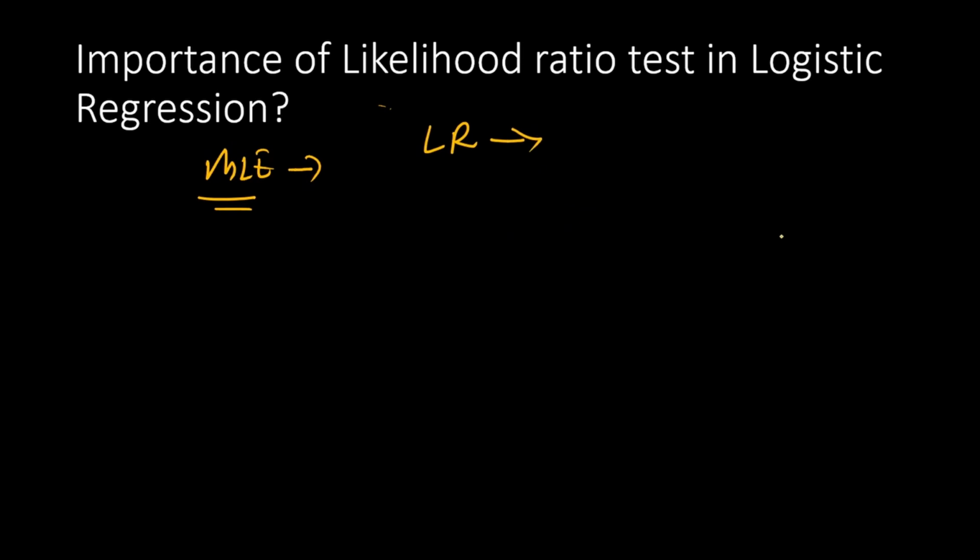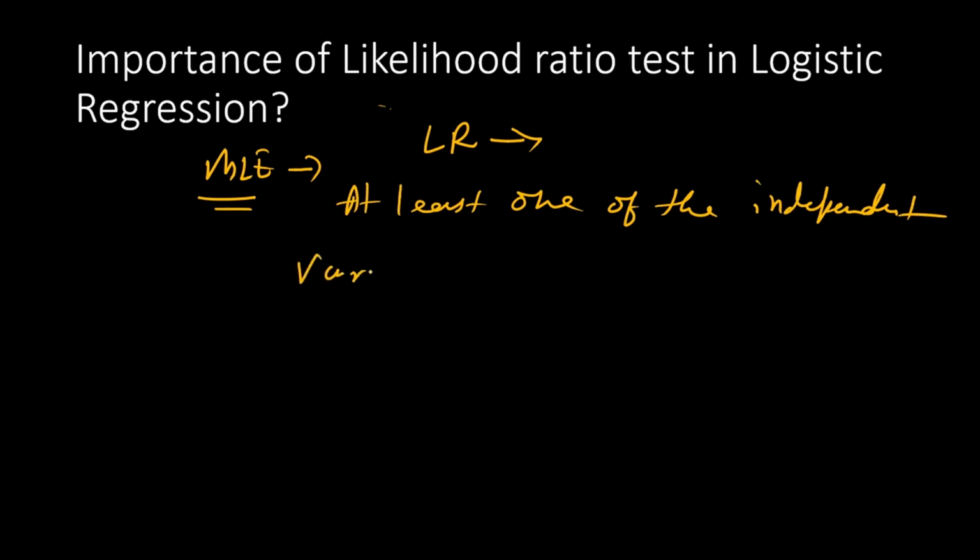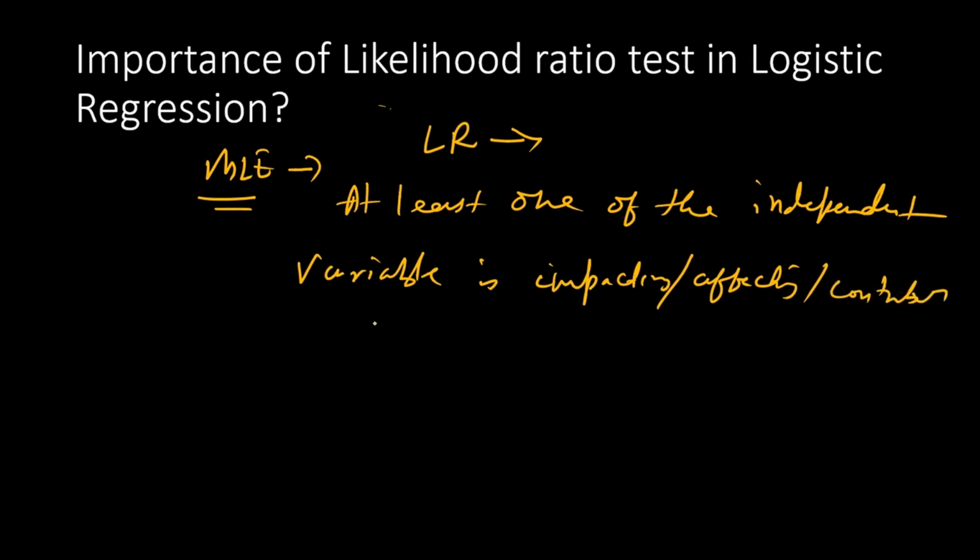So what is likelihood ratio? Let's first understand. The likelihood ratio test says that at least one of the independent variables is impacting or affecting or contributing, you can say anything, contributing to the dependent variable, or to finding out the probability value.